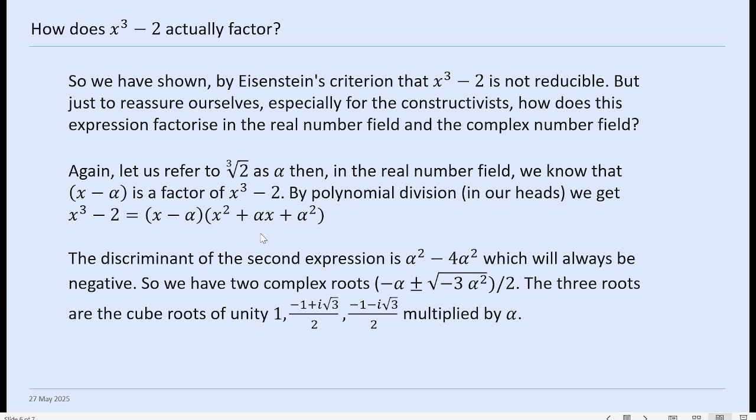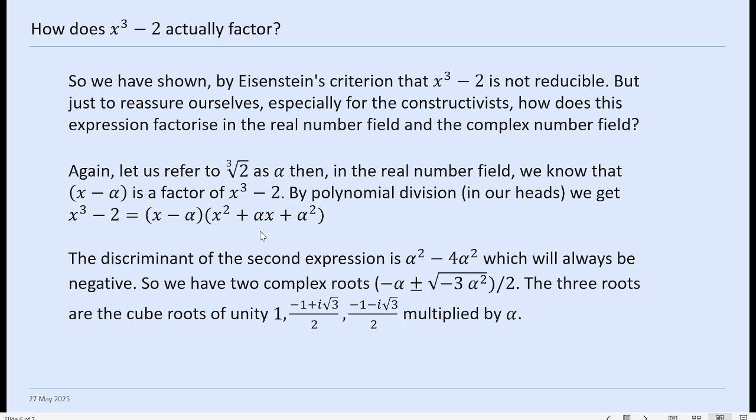The discriminant of the quadratic term is b squared minus 4ac, which is alpha squared minus 4 alpha squared, always going to be negative, minus 3 alpha squared. So actually what we've got is two complex roots. So we can use the formula minus b plus or minus square root of b squared minus 4ac, over 2a. And what we get is minus alpha, which is minus b, plus or minus square root of minus 3 alpha squared, over 2. So actually what you get is the three roots being the cube roots of unity times alpha. So this is going to come out as minus alpha plus or minus i times the square root of 3 times alpha, over 2, which is just these two cube roots of unity times alpha. And then the other one is just alpha, which is just 1 times alpha.